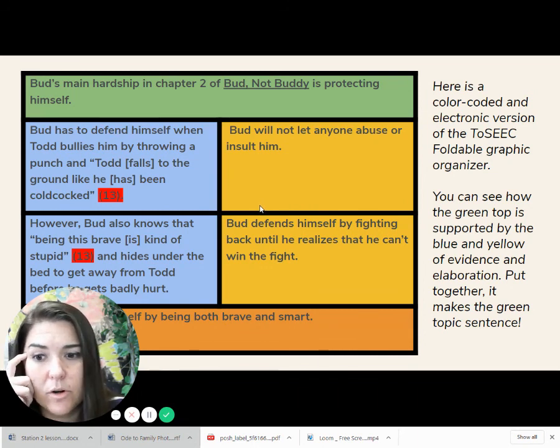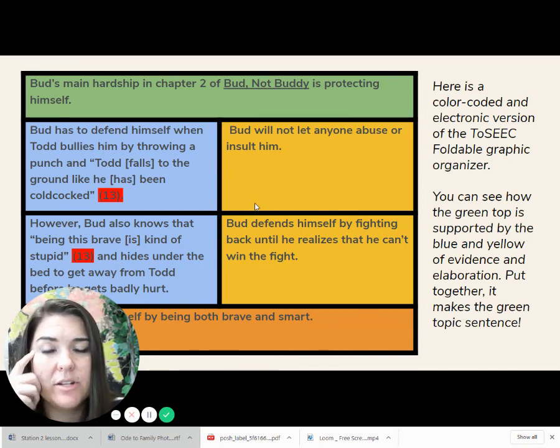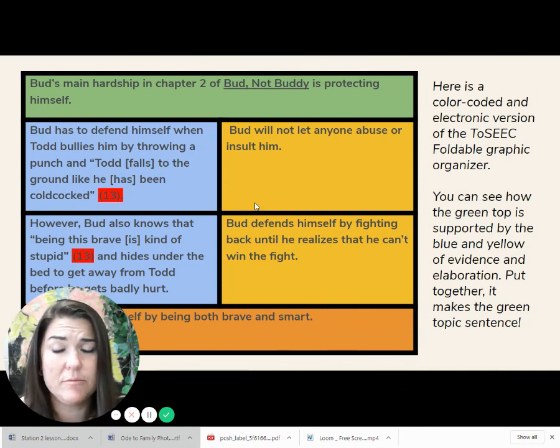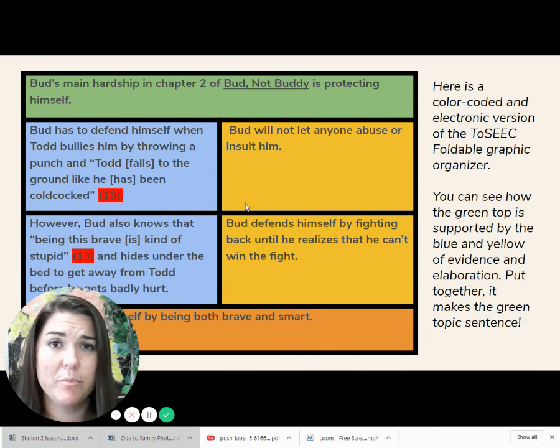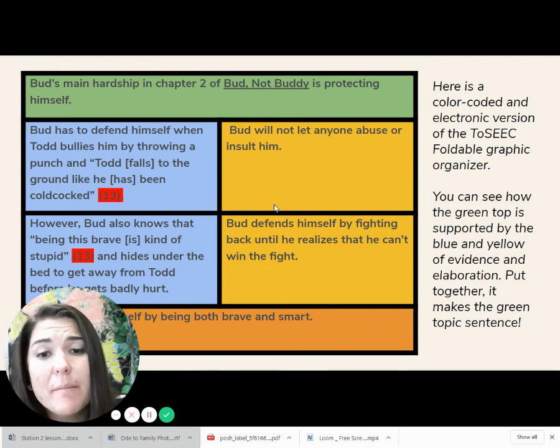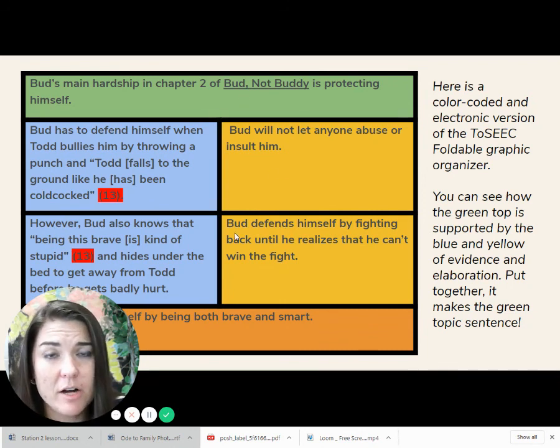I've shown you before, and you can go back and look at those videos of how I do it. If I'm in person, I can fold up a piece of paper. I do the hamburger hot dog fold, and I put the marks only on the second and third fold. But if not, I use this electronic graphic organizer where the beginning is I answer it with the topic sentence. Bud's main hardship in chapter 2 of Bud, Not Buddy is protecting himself. So I've answered the question.